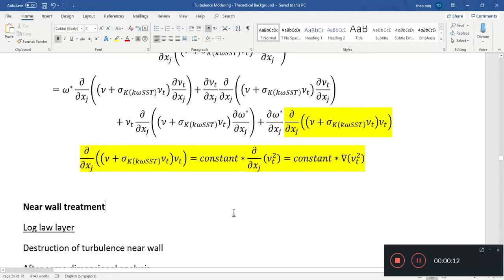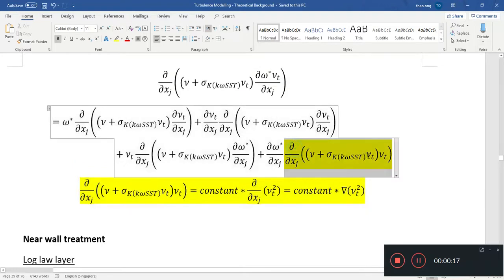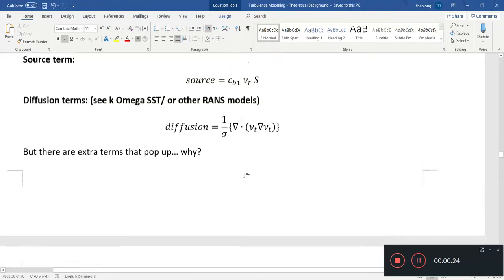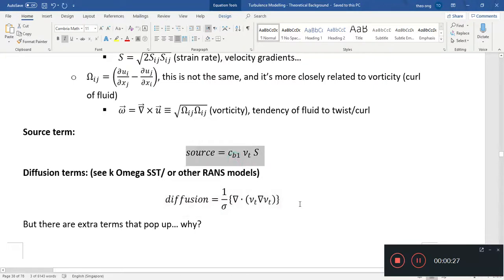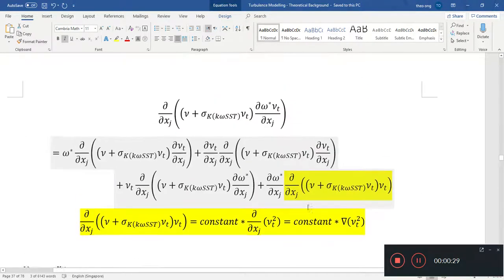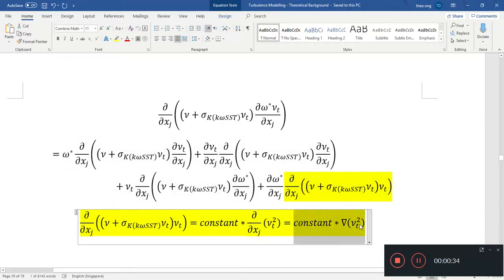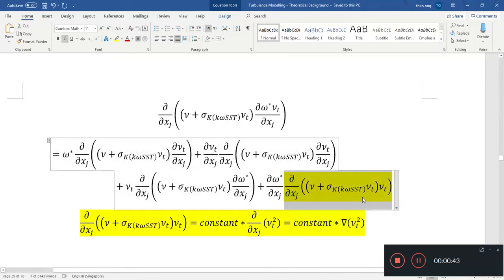So in the last video, we talked about two of the terms that pop up. One is the turbulence viscosity production term, which we talked about here. So we always need a source term. And one of them is the viscosity term, and we talked about why we want to have an extra term in the turbulent viscosity formulation, and that's found in here. At least this part highlights where this nu t-squared may come out from.